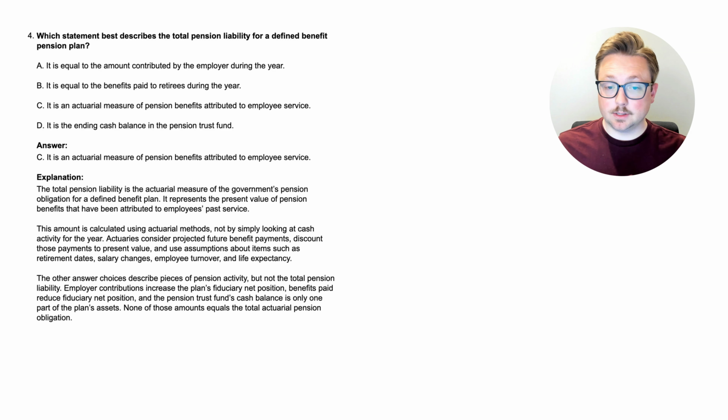So the total obligation is decided by an actuary, and that is the amount that they are saying the employee's past service is worth, the present value of it. And then we compare that to how much the government actually has in their fiduciary net position. Now, with that, let's go to the next question.